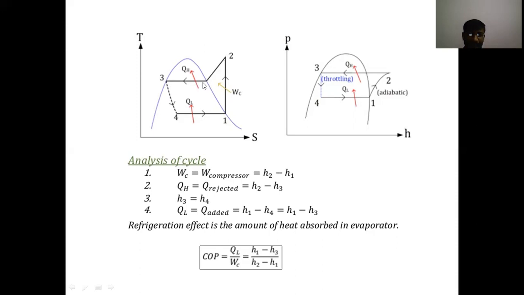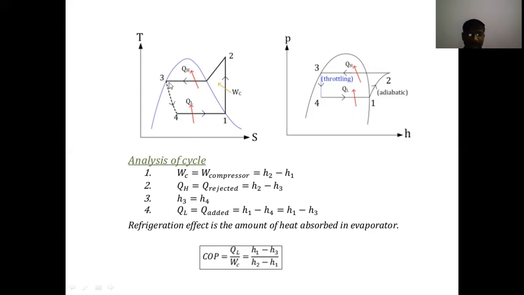After that, by rejecting some amount of latent heat, this dry saturated vapor is converted into the dry saturated liquid. So the total amount of heat rejected from 2 to 3 is QH. This QH involves some amount of sensible heat and some amount of latent heat. During this latent heat rejection, the phase change occurs at constant temperature. Total 2 to 3 is the cooling and condensation that occurs in the condenser coil. Clear?